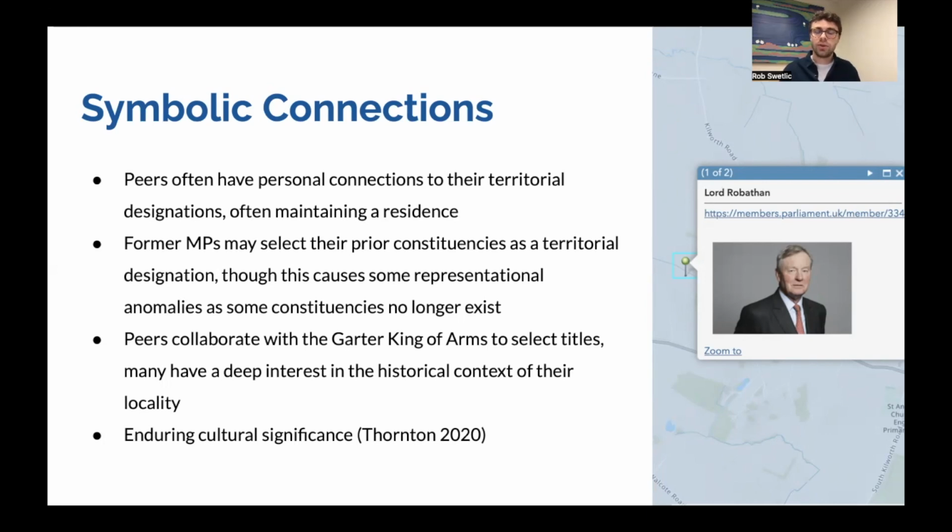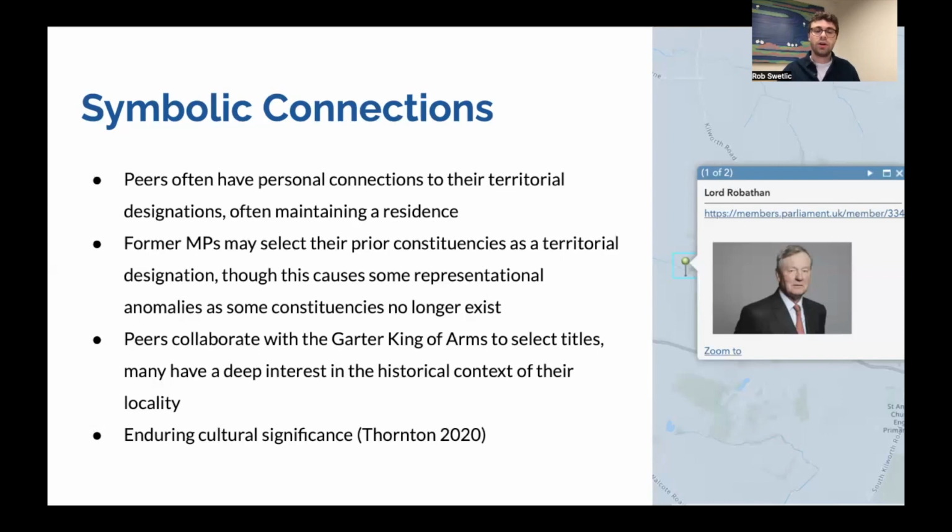Peers collaborate with the Garter King of Arms to select their titles, and many have a deep interest in the historical context of their locality, and they work with the Garter King of Arms to research the place before naming it in their letters patent.